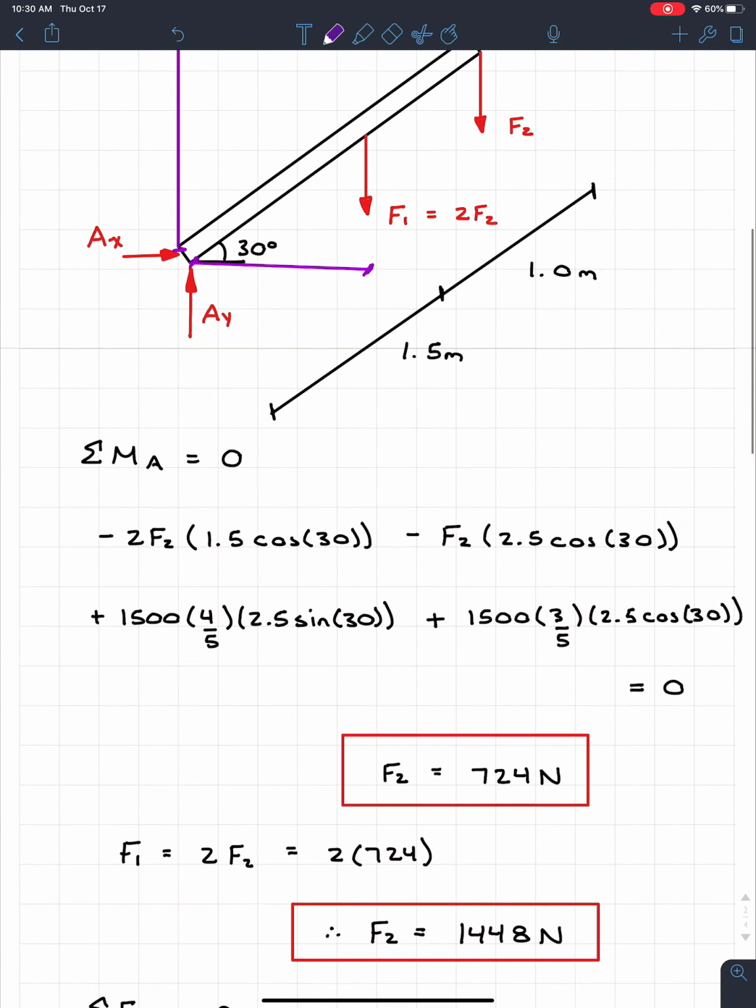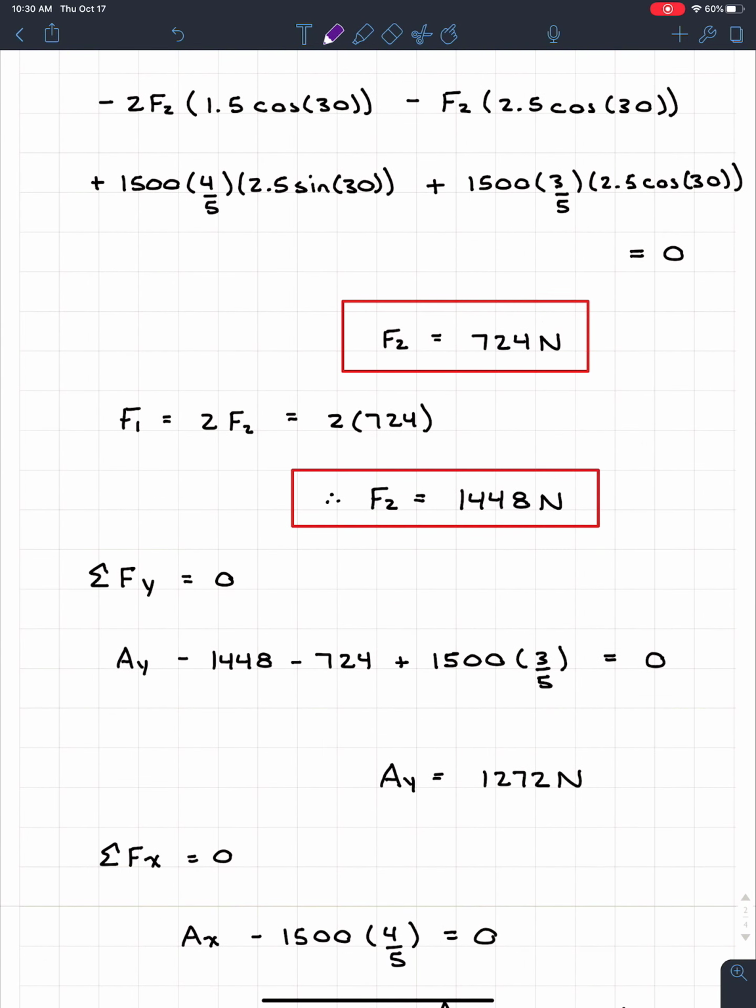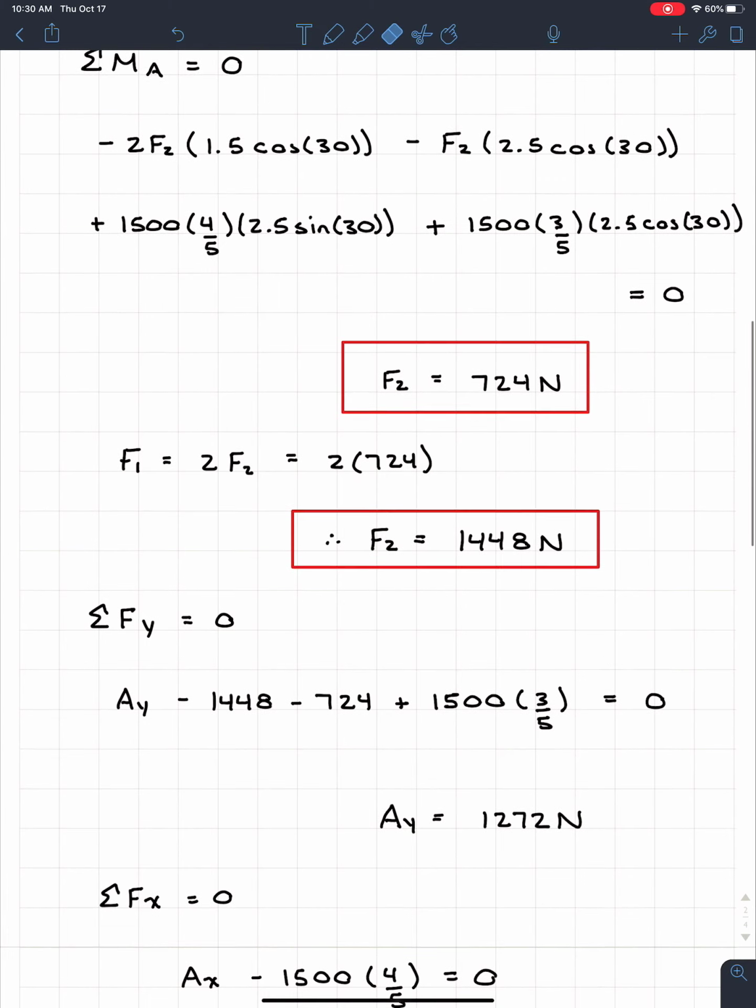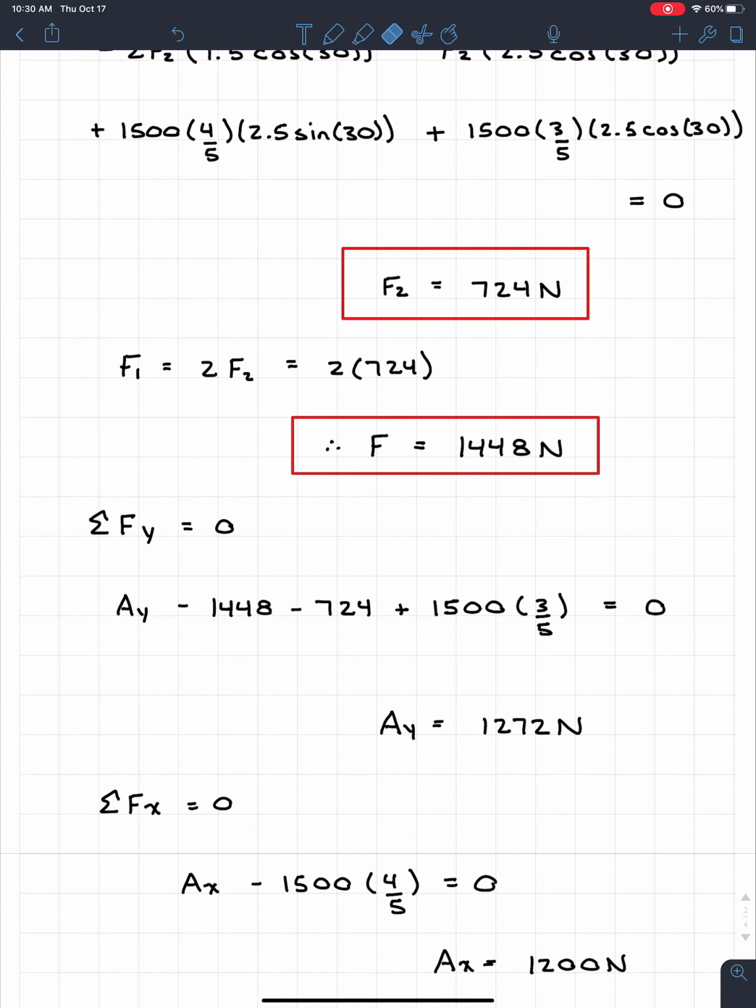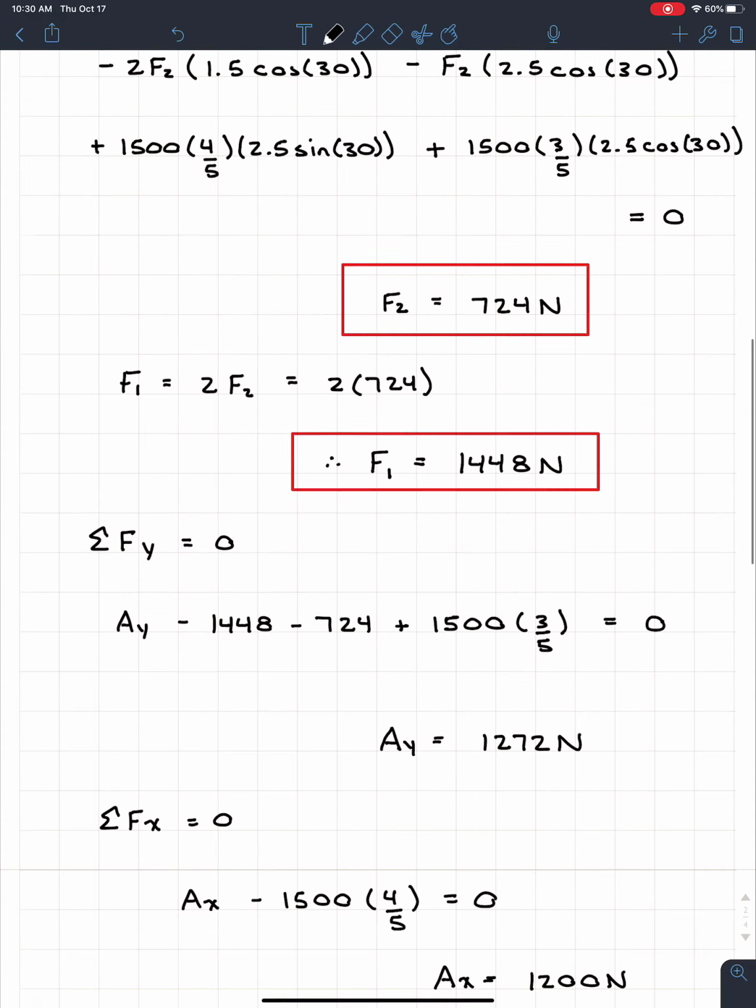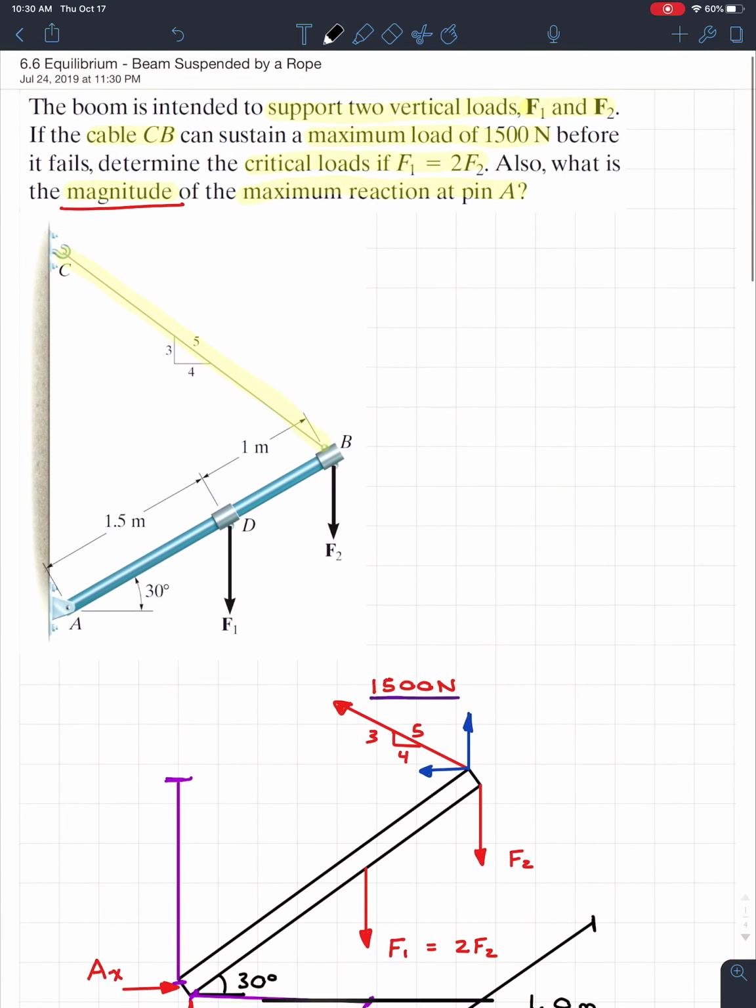Good to go. I got A. I have F1 and F2. Ooh, but I didn't label them correctly. This is actually F2. Glad I caught that. So yeah, that's kind of a more practical example.